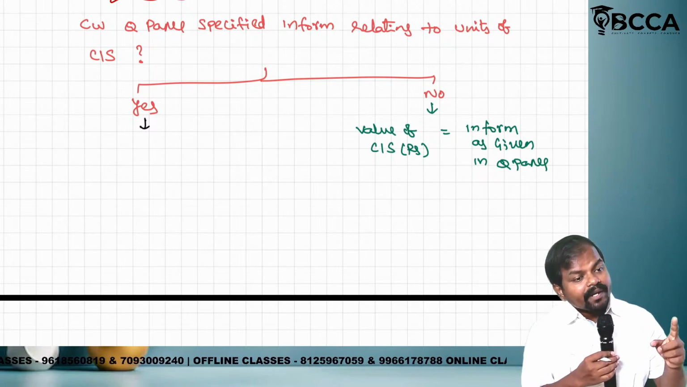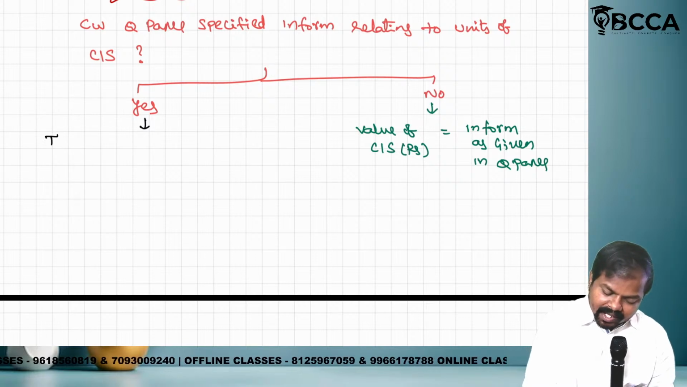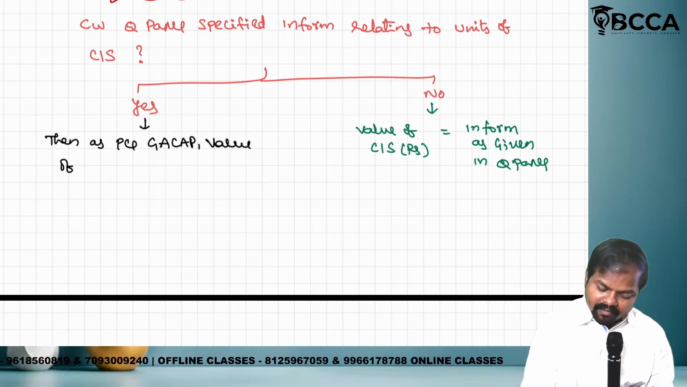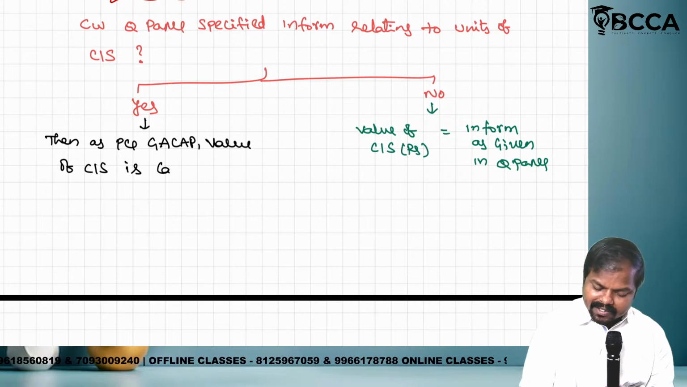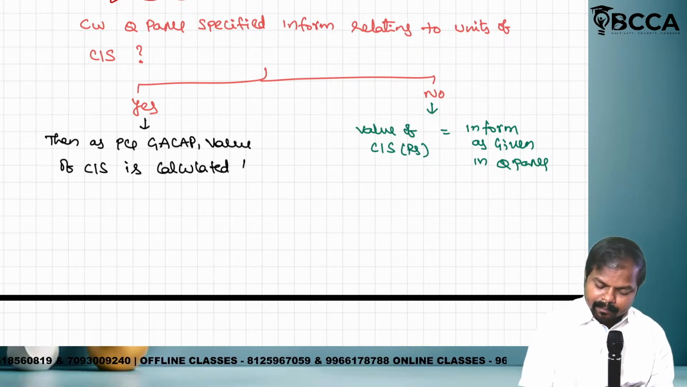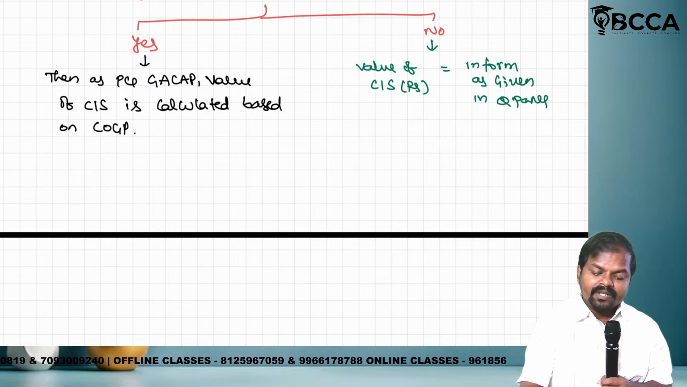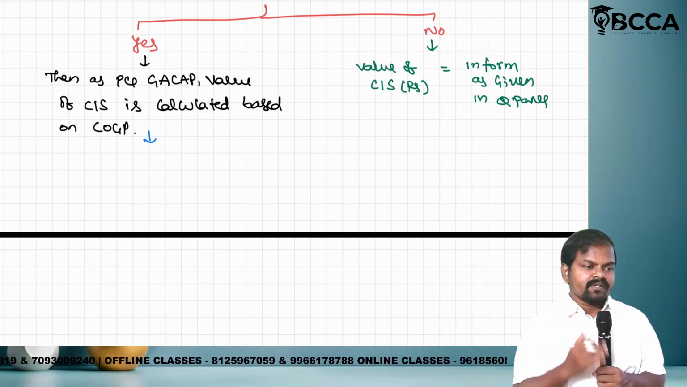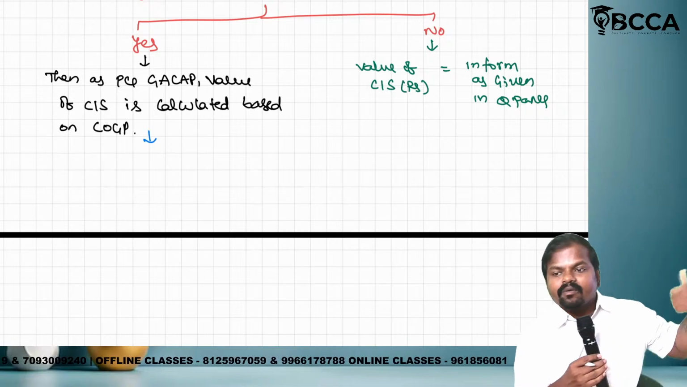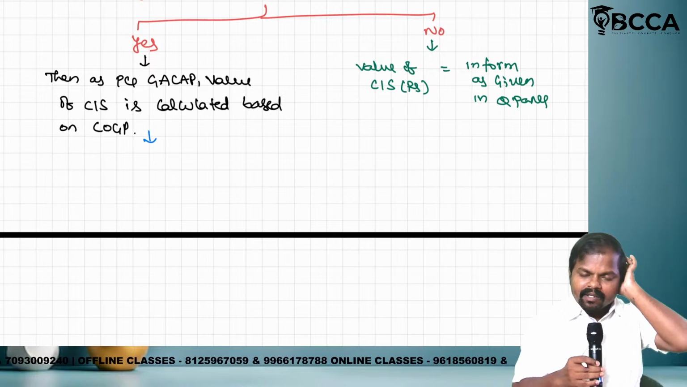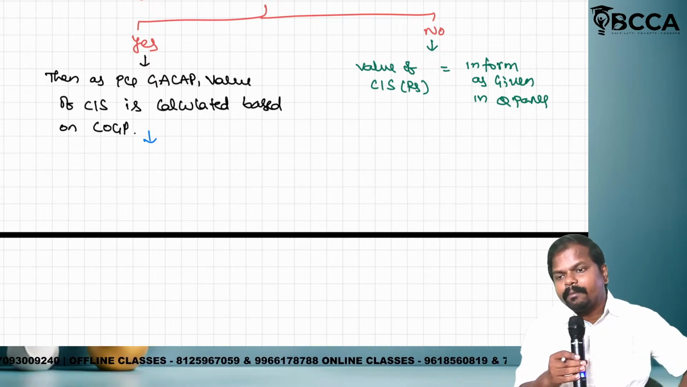The question paper specified units of closing stock. Then as per GAAP, the value of closing stock is calculated based on COGP. Based on what, ma? COGP. Ma, please don't write. I will give time to copy. Please focus. How to calculate? Most important point. If you miss this point, the entire cost sheet will be gone. Clear?